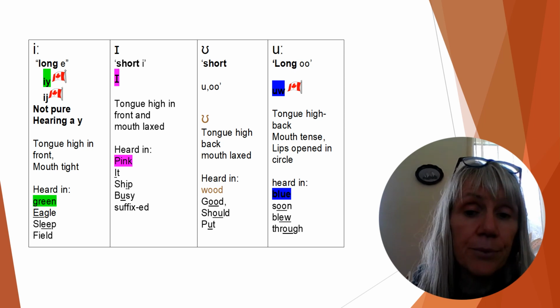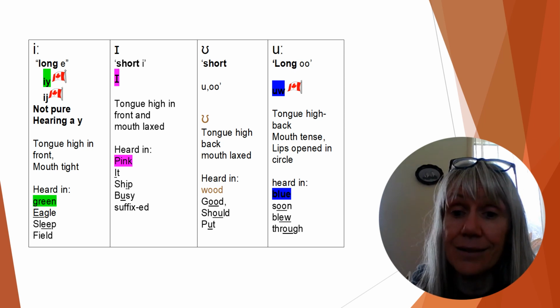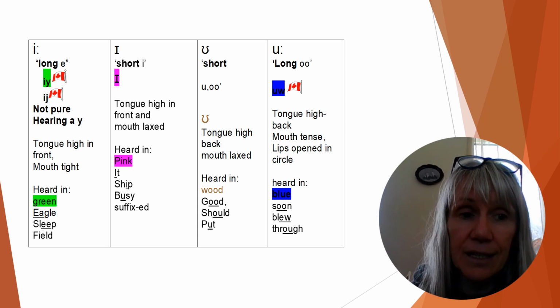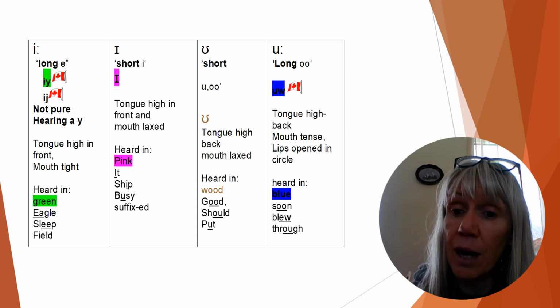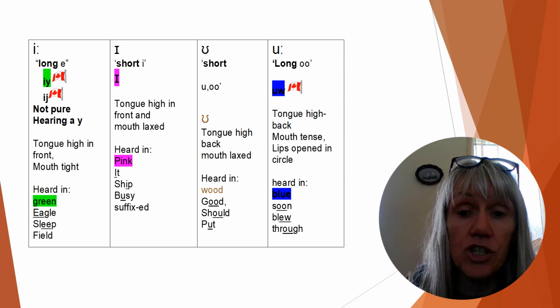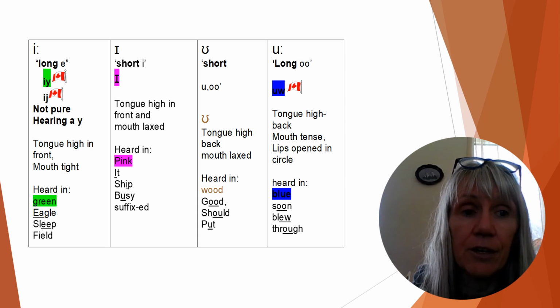Now, the first symbol you see, it looks like a lowercase I with a colon behind it, is the phonetic symbol for long E. You will also see it as IY, and probably more likely in some Canadian dictionaries as IY or IJ than the I with the colon. Regardless, you're hearing a long E. You're hearing this sound. E, E. The tongue is high in the front of the mouth and the mouth is tight.